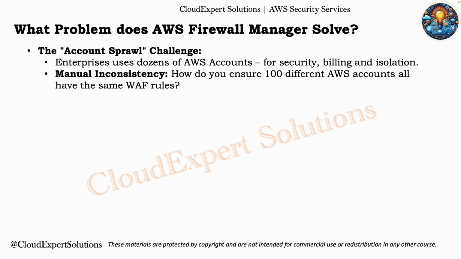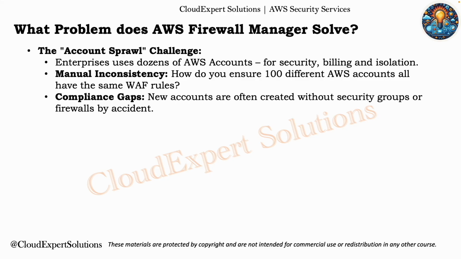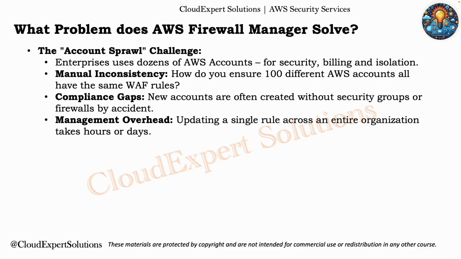The second challenge is compliance gap. Now AWS accounts are often created quickly for new projects, and sometimes they go live without proper firewall rules, guardrails, or security policies, not intentionally but accidentally. And the third issue is management overhead. If you need to update a single security rule across the entire organization, doing it manually can take hours or even days, and mistakes are very easy to make.